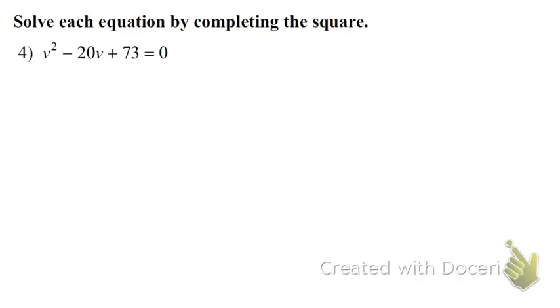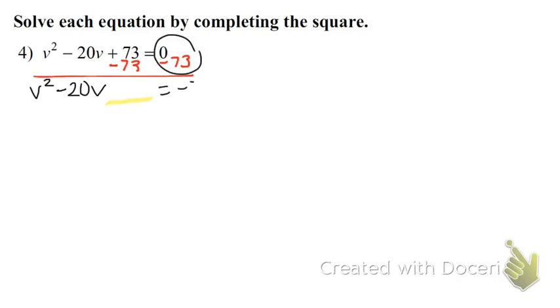Okay, if you move the constant to the other side. So this 73 right here, I've got to move it to the other side of the equation. So I'm going to subtract 73 on both sides of the equation. Now what I have left is v squared minus 20v, leave some space, you're going to need that space right there, equals 0 minus 73, which is a negative 73. That's just setting it up so that you have space to complete the square.